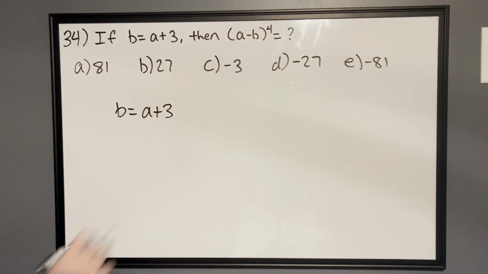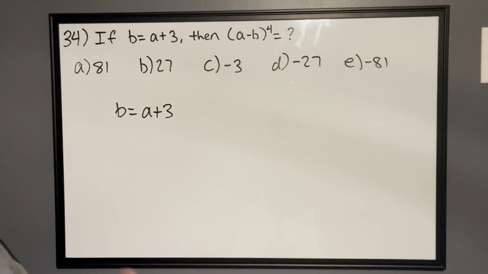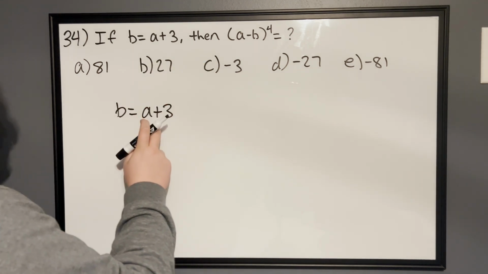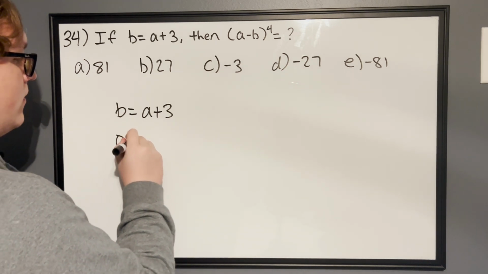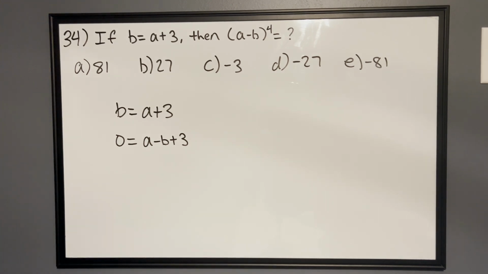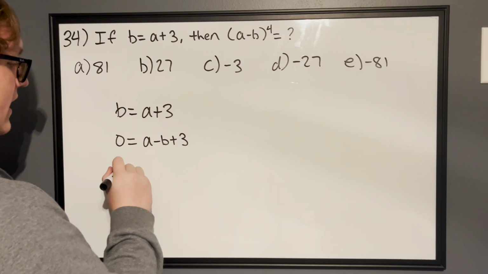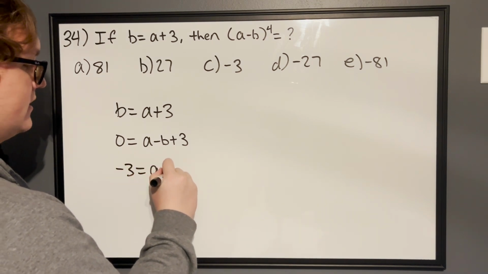So this is an equation that has a and b. So let's try to form a minus b from this equation. Well, we see here, if we subtract b to this side, we'll end up with 0 is equal to a minus b plus 3. And then to get a minus b on its own, let's just subtract 3 from both sides. So now we have negative 3 is equal to a minus b.